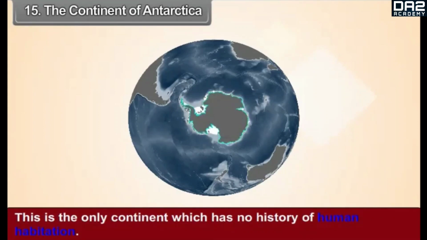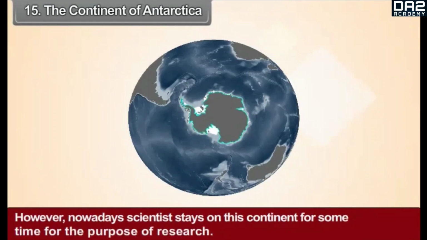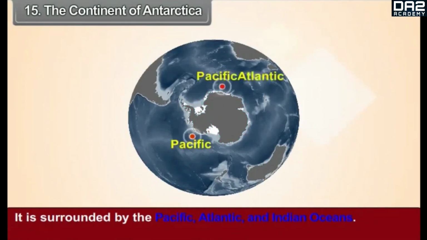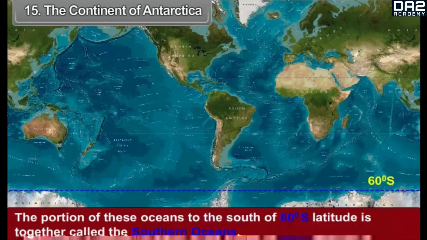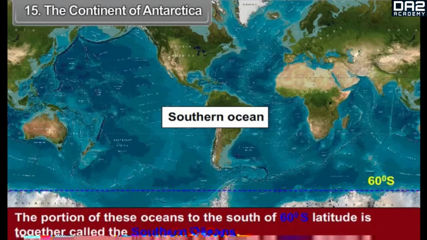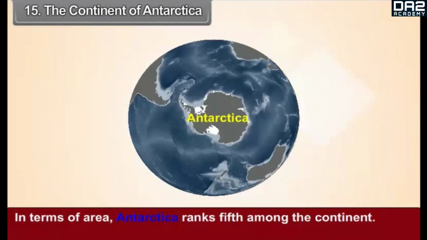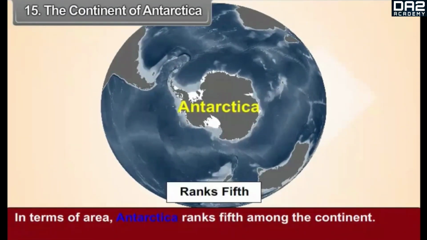This is the only continent which has no history of human habitation. However, nowadays scientists stay on this continent for some time for the purpose of research. It is surrounded by the Pacific, Atlantic and Indian Oceans. The portions of these oceans to the south of 60 degrees south latitude are together called the Southern Ocean. In terms of area, Antarctica ranks 5th among the continents.